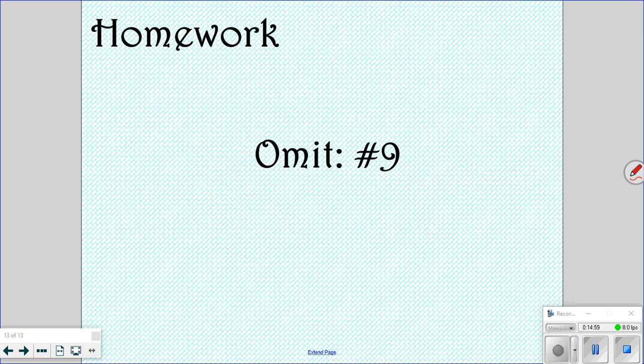So your homework for tonight, you do get to omit number 9. It's dealing with function machines, so you can omit that one. Make sure you do the rest of them tonight for homework, and then we can go over any questions you have tomorrow.